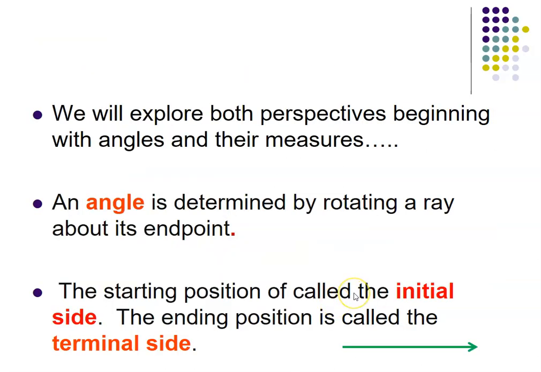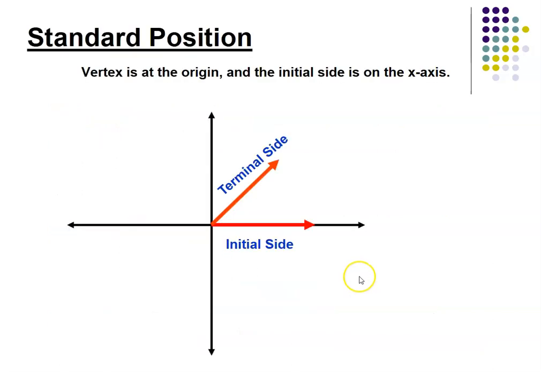So an angle is determined by rotating a ray about its endpoint. The starting position is called the initial side, and the ending position is called the terminal side. So we have the terminal side and then the initial side. Then, way back to the Cartesian plane, we have quadrant number 1, quadrant number 2, quadrant number 3, and quadrant number 4, which measure 0, 90, 180, 270, and we have 360 degrees.